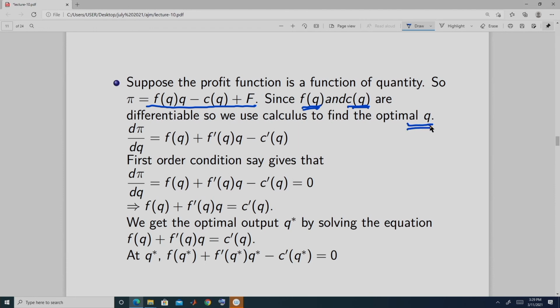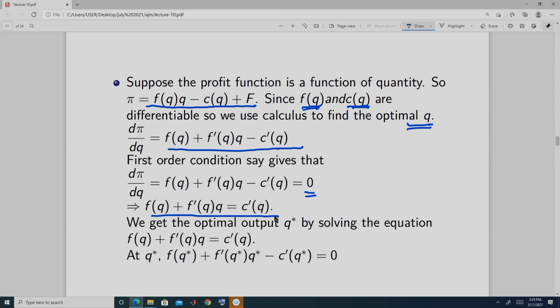How? We take the derivative of the profit function with respect to Q. If we take the derivative, we will get this. The derivative of this is F(Q) plus F'(Q) into Q, minus the marginal cost. Now, here the first order condition will give that this should be equal to 0. So, this is the first order condition. From here we can write this.